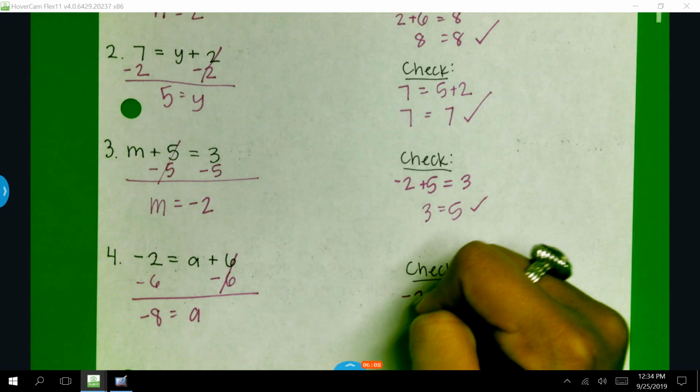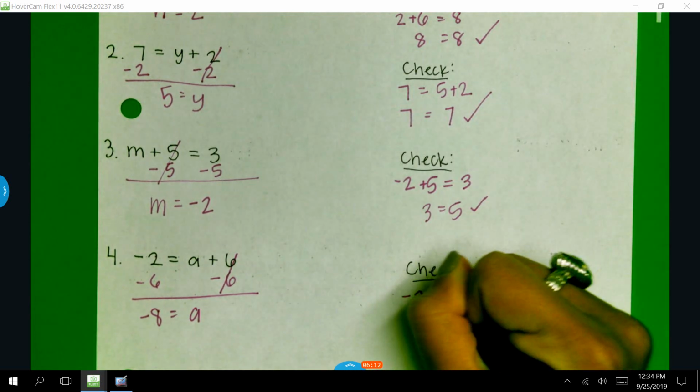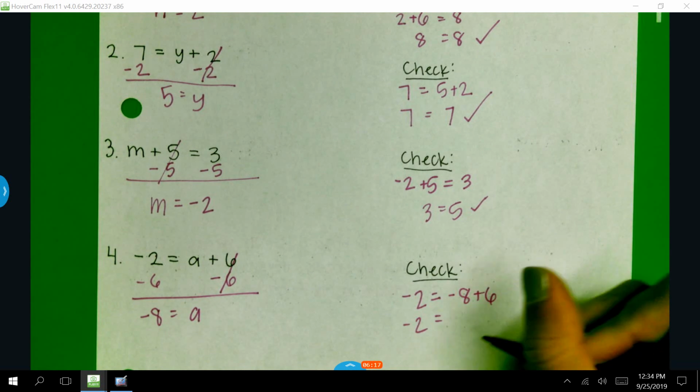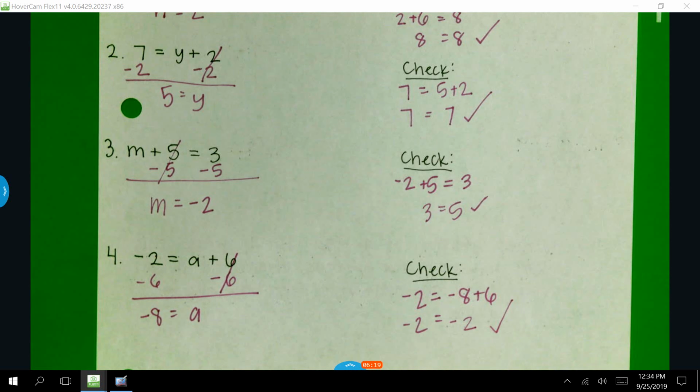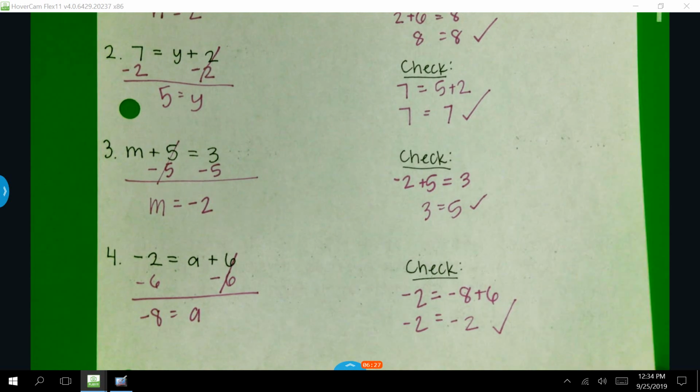So if I'm checking it, that means negative 2 should equal negative 8 plus 6. So what is negative 8 plus 6? Negative 2. Any questions? Flip over.